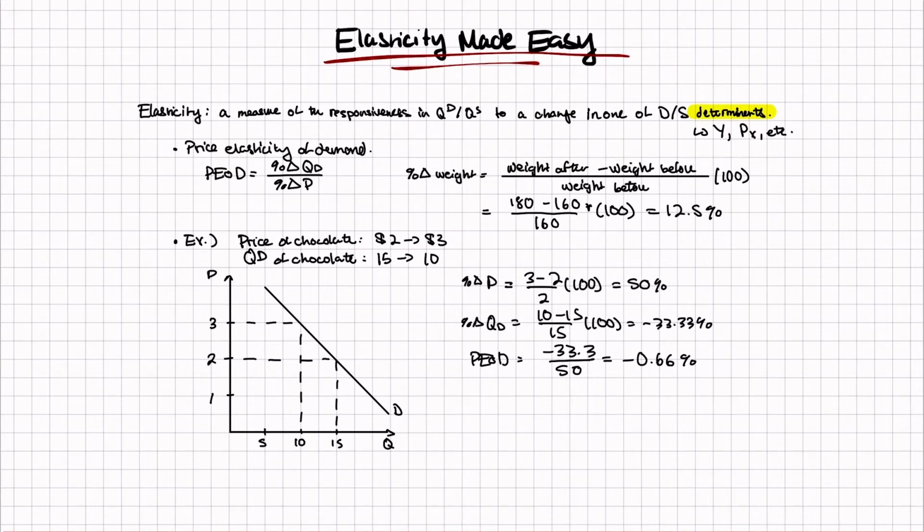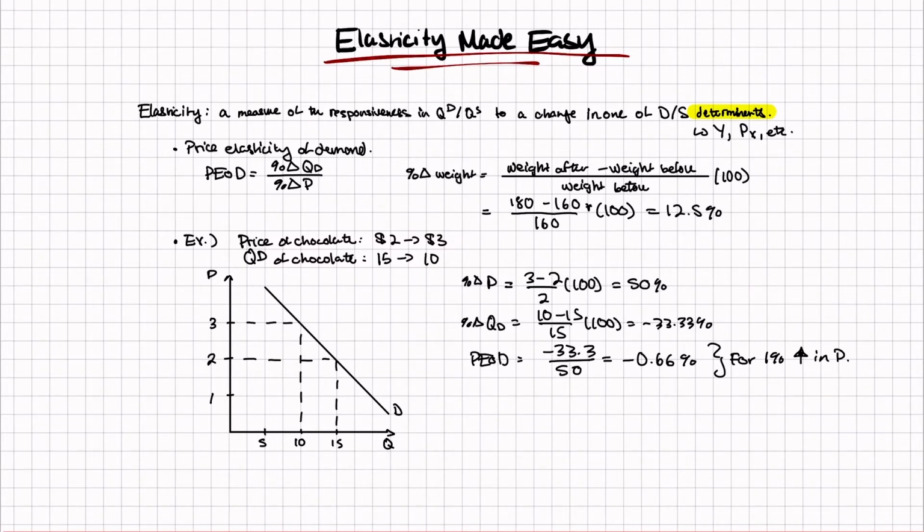Because price elasticity is a ratio, this means that every 1% increase in price leads to a 0.66% decrease in my quantity demanded. Well, that's price elasticity. That wasn't so bad, was it? Pretty much just a straightforward application of a couple of formulas.